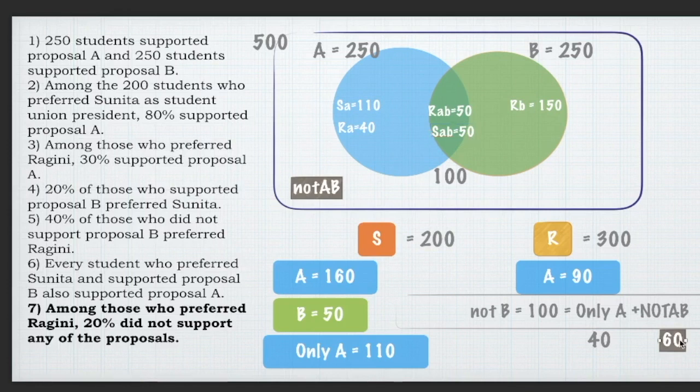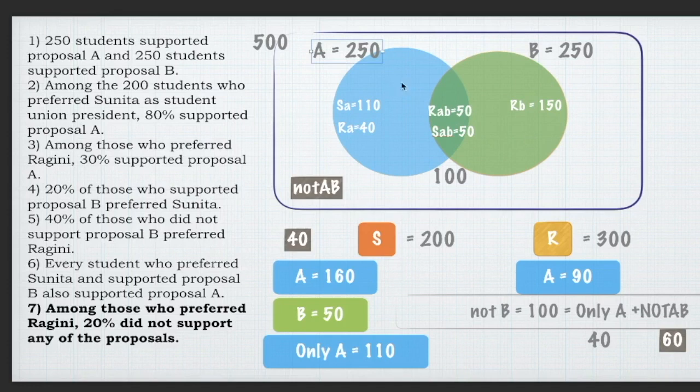Those remaining 40 must be from the not AB region, right? So now I have all 200 accounted for: 110 here, 50 here, 160, and 40 here, which is a total of 200. By the way, this not AB region then becomes 40 plus 60, which is 100.